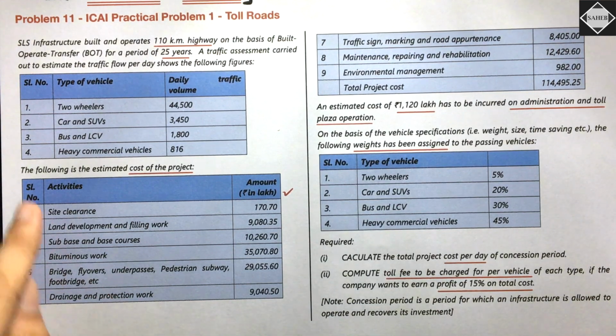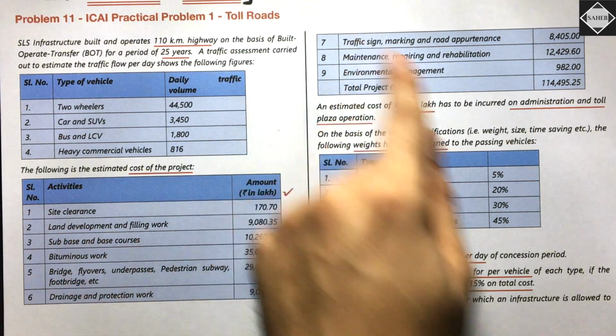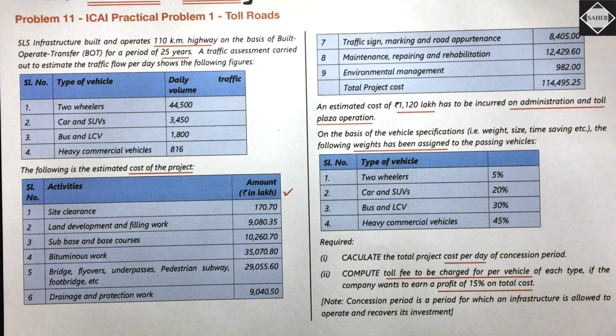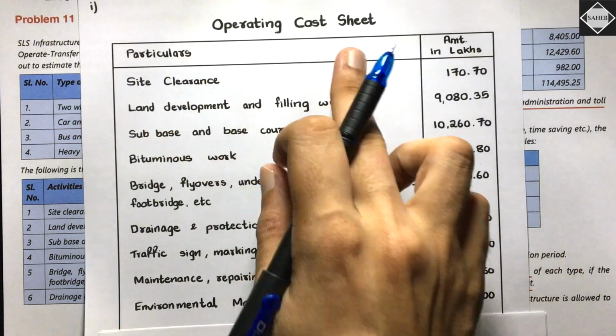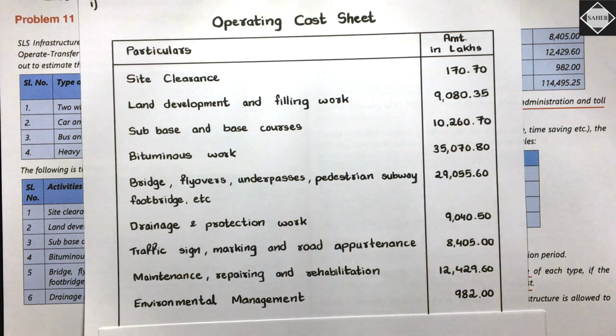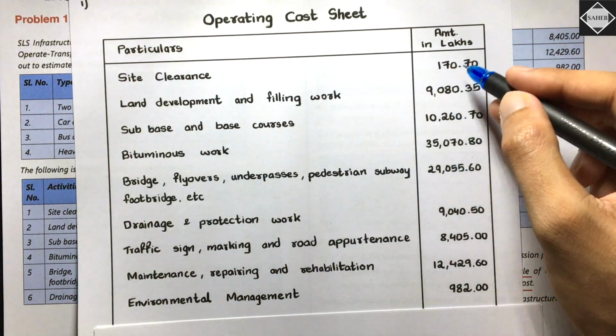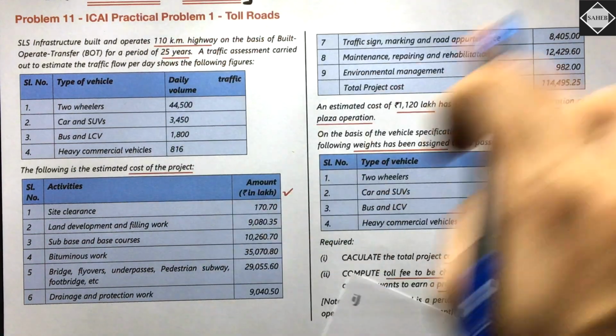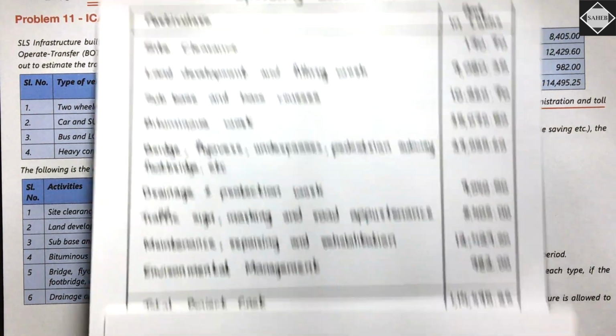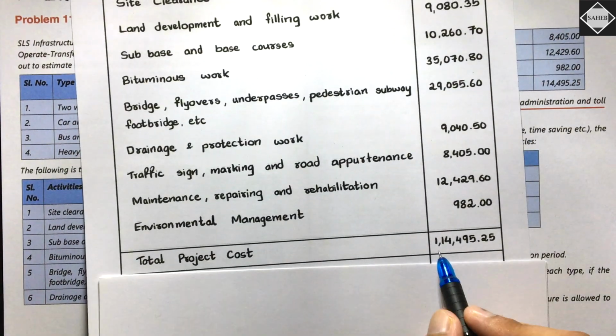Just copy paste. See, whatever cost they have given, all these are capital costs. Just copy that and paste it. See, operating cost sheet, yeah, copy and paste I have done. Nothing else. Particulars, amount in lakhs. Okay, so I have taken everything. Whatever they have given, I have taken that. Fine. So the total project cost becomes how much?